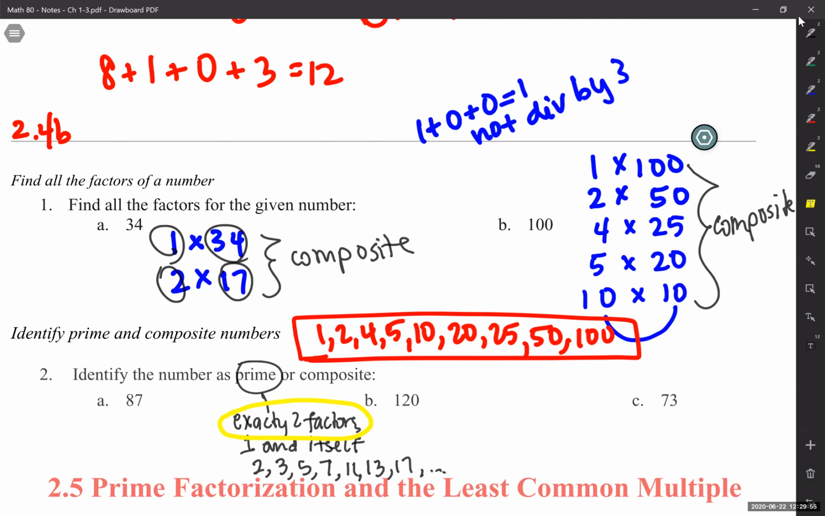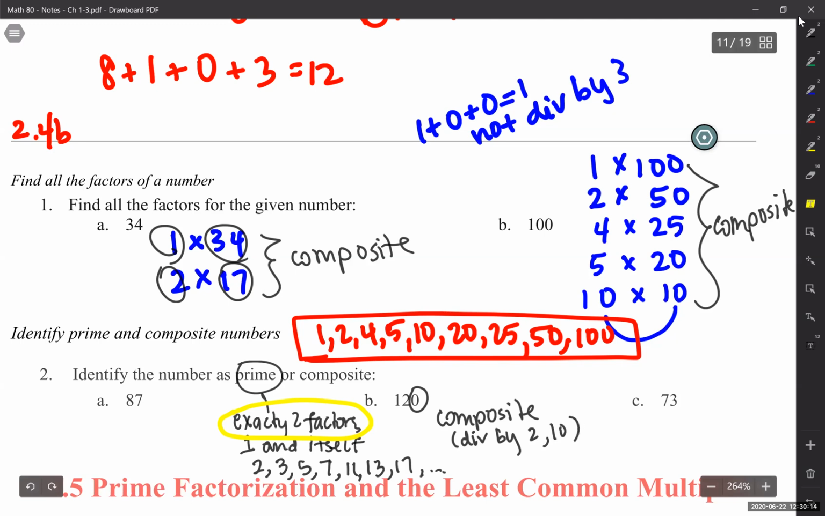So right off the bat, I can see that 120, part B, ends in 0. Therefore, it is composite. So it is divisible by, now you could probably list a lot, but using our rules, we know it's divisible by 2. We know it's divisible by 10. It doesn't really matter what it's divisible by. As long as you know that there's a couple different numbers on that list, then we know that it is composite.